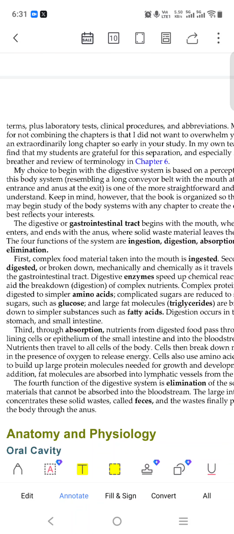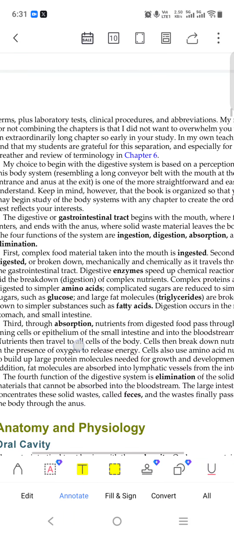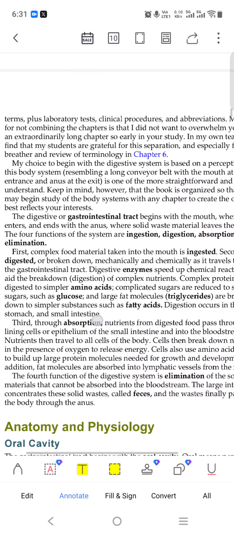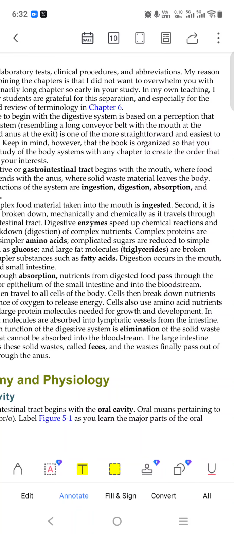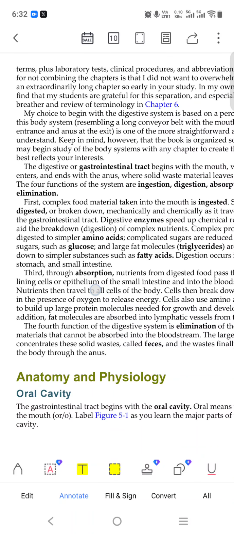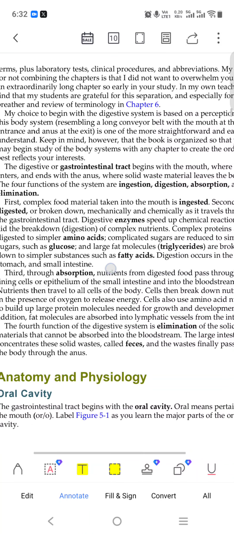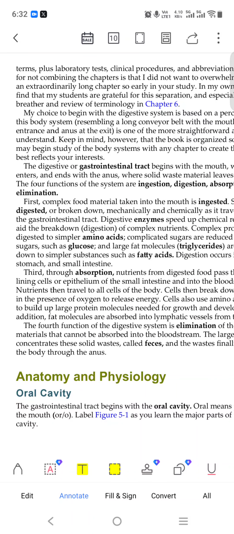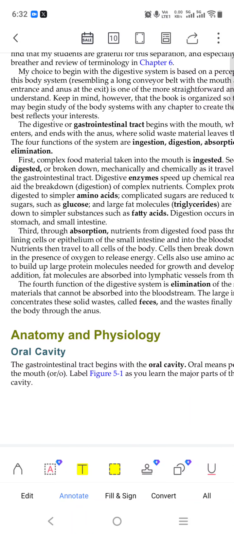So first, complex food material is taken into the mouth, ingested. Second, it is digested. These are the four processes I told you about. In digestion, enzymes will be produced. The chemicals in our stomach help in the breakdown of the food, the complex nutrition, into simpler things like amino acids, and the energy is absorbed, like glucose.